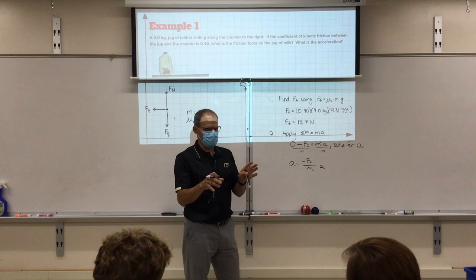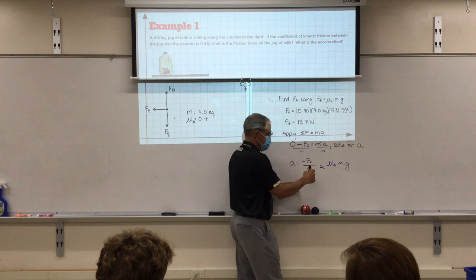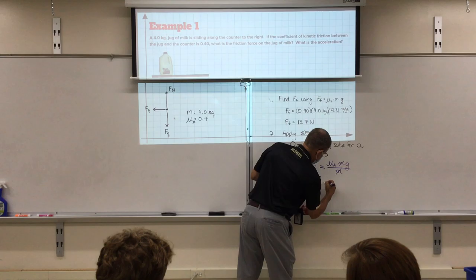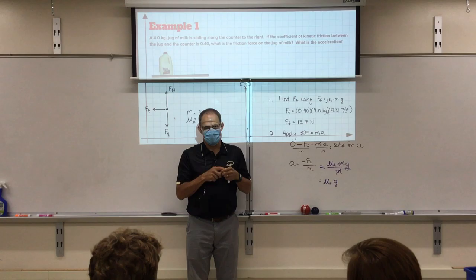Let me back up a little bit. Right here. Algebraically, what is the friction force? Not using the numbers, but using the variables we have. The friction force is mu sub k times m times g. That's the friction force. Divide it by the mass. What happens? How can you simplify it? The mass cancels. So it turns out you can find the acceleration by taking the friction coefficient times g.